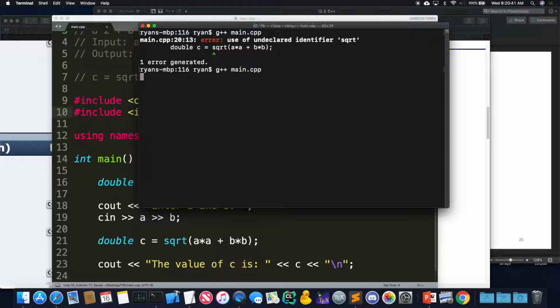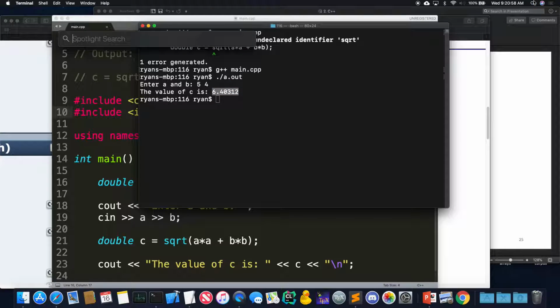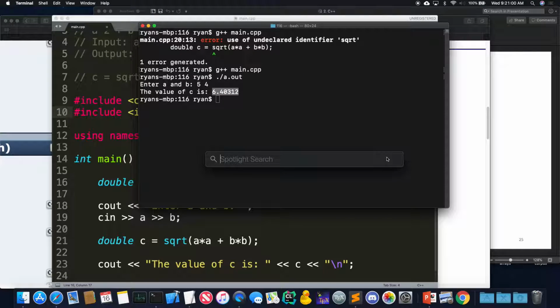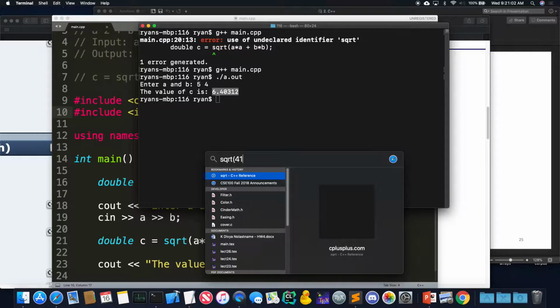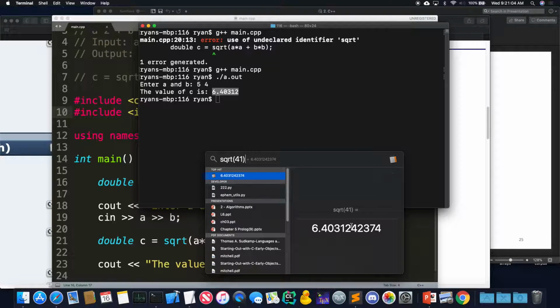So let's actually try to compile again. Is there any reason to call cmath first? I'll get to that. There's no reason though. So let's do the same two values from before. And in fact, is this what we should expect? Well, let's actually confirm. So we want to figure out what is the square root of 41. And in fact, if you look here, it's the same values up here.